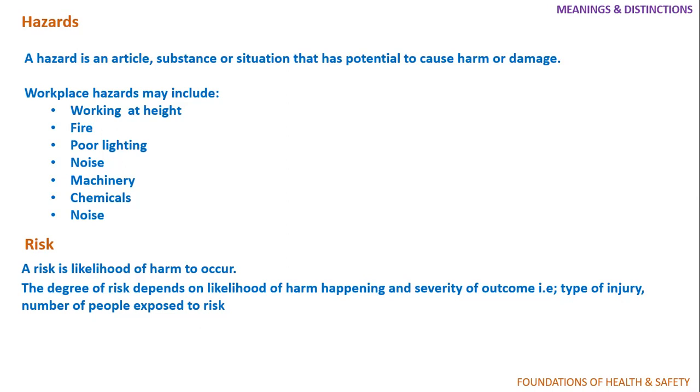What is risk? So a risk is the likelihood of the harm to occur. The chances of occurrence of the harm is called a risk. So the degree of the risk depends on the likelihood of harm happening and the severity of the outcome, like type of injury, number of people exposed to the risk.